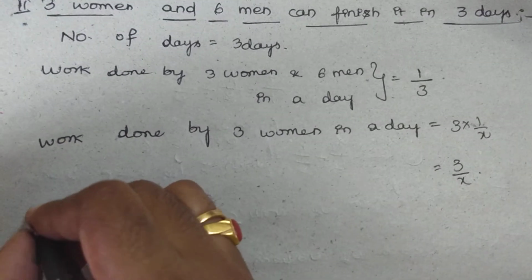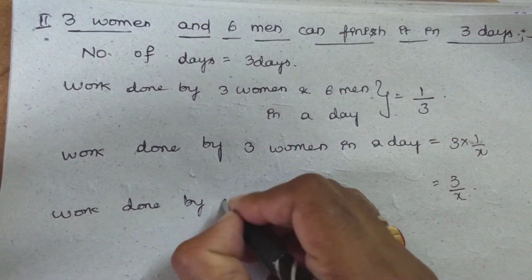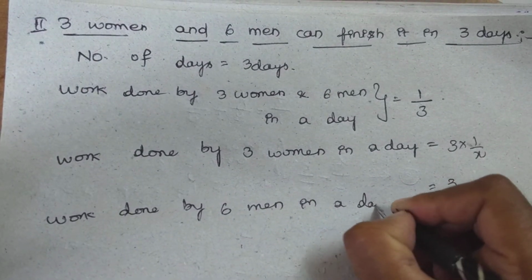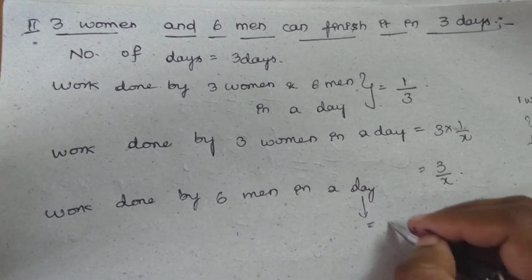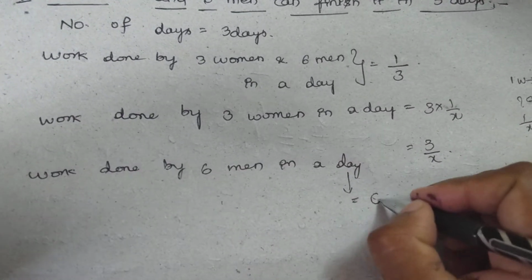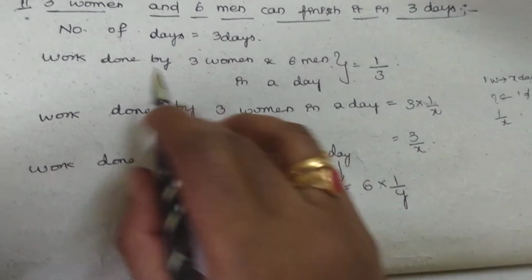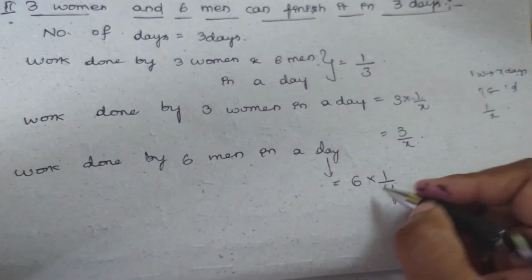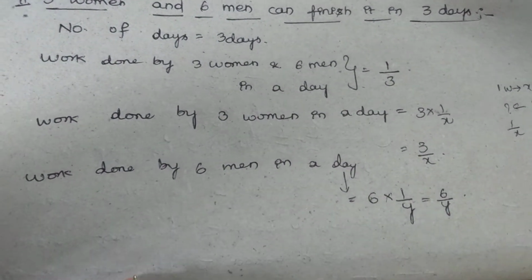In the same way, work done by 6 men in a day. So what will be the work done by 6 men in a day? It can be written as 6 into 1 by y. We have learnt the same from the previous situation. This is the second scenario; in the first scenario we did it. The same way we have to do the second scenario also. This will become 6 by y.